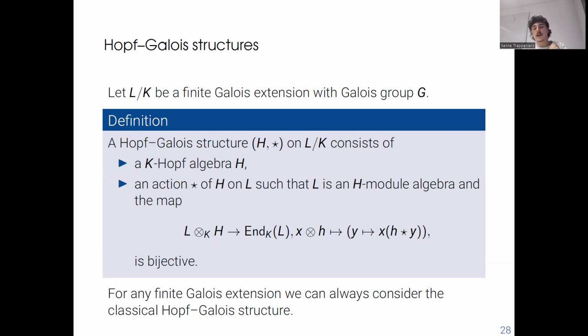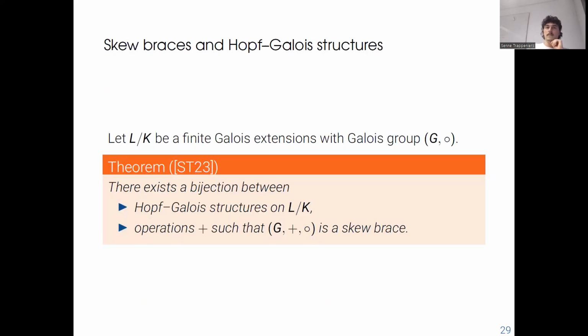And then from classical Galois theory, we find what we call the classical Hopf-Galois structure. Of course, one would hope that there are more Hopf-Galois structures here, because otherwise it does not make too much sense to generalize the definition. And indeed, there are more of these Hopf-Galois structures, and there's a very nice way to find all of them, and it's the following.